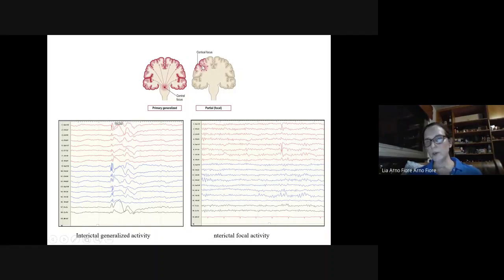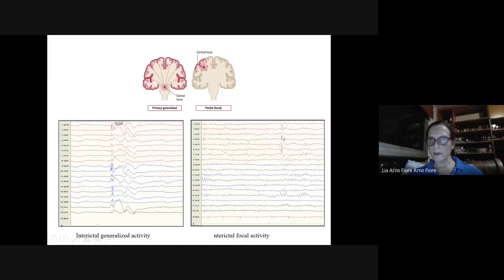Which we used to call partial. And here you see on one side, remember, right is blue and left is red. This epileptiform activity, I know it's epileptiform because it's pointed and it stands out from the rest, and it's only on one side, on the left side.